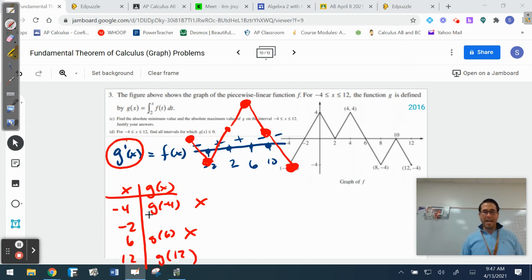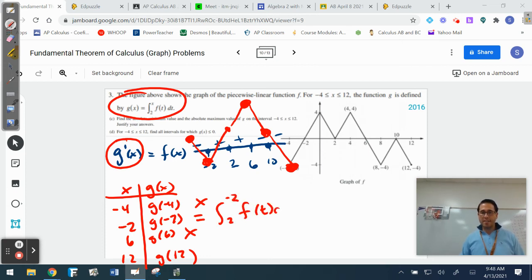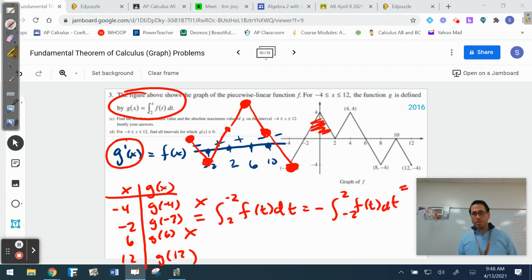So guess what? I need to find out what G of -2 is, and I need to find out what G of 12 is. Well, G of -2 would be the integral from 2 to -2 of f of t dt. And guess what? Those limits are backwards, so I better flip them. Boom, right? And all I got to do for that, you guys, is from -2 to 2.